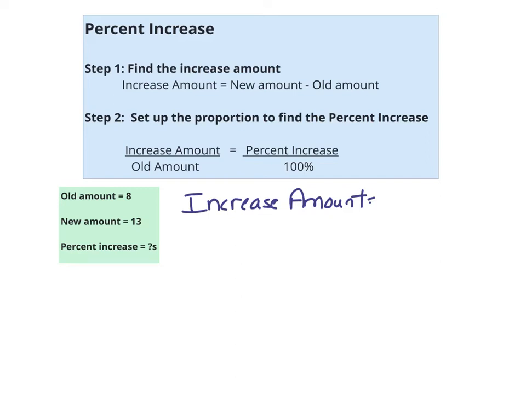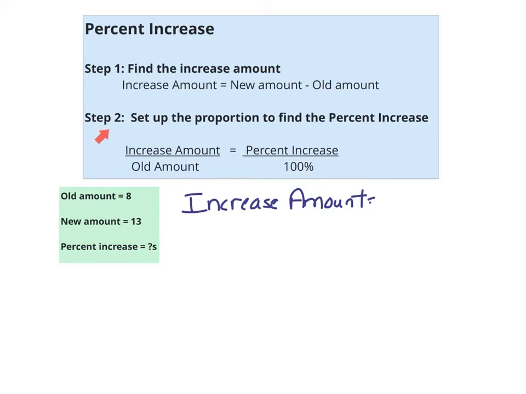In this video, we're going to calculate percent increase and percent decrease. So we'll start with percent increase. There are two steps to find the percent increase. Step one is we find the increase amount. We do that by taking the new amount and subtracting the old amount.